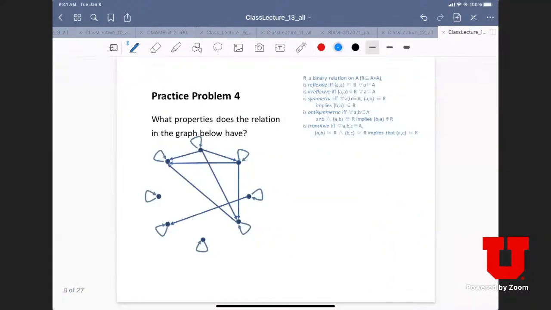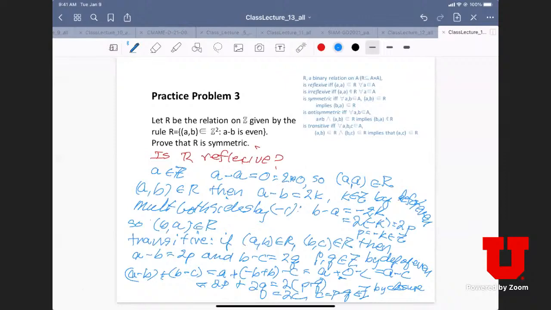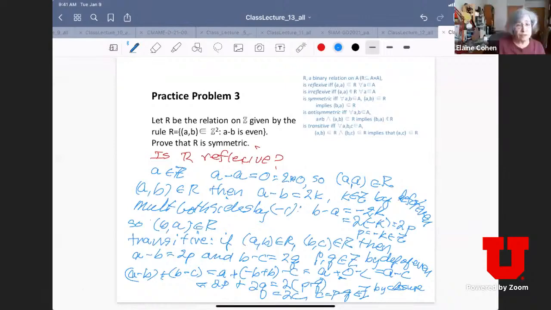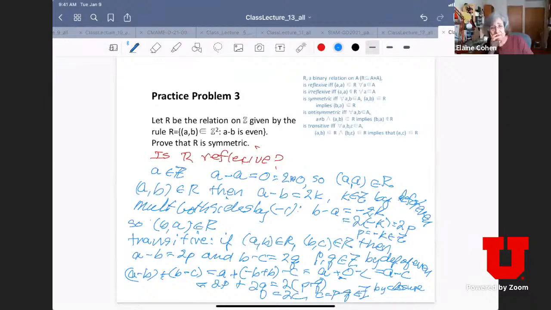Okay, Dr. Cohen, yes. Could something be both symmetric and anti-symmetric? What if the relation has a single pair and that pair is just the same thing, like 1 and 1? Because the symmetric definition does not require that they not be equal, so it meets that requirement. And it meets the anti-symmetric requirement because the hypothesis of the conditional is false. So that makes the whole implication true, doesn't it? Right. Okay, I revise my statement.